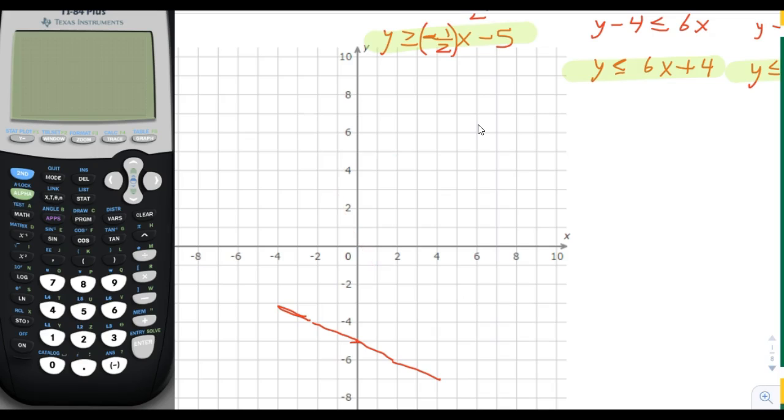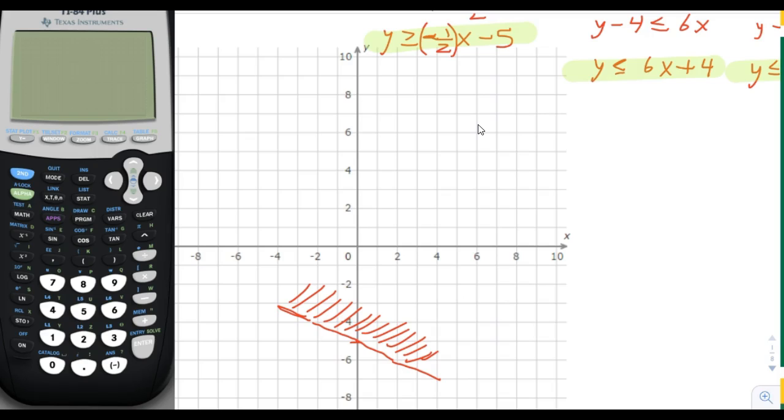And it's greater than or equal to this line, so that means it's the numbers that are above this line, right? Y is greater than or equal to this line. Okay? All right.